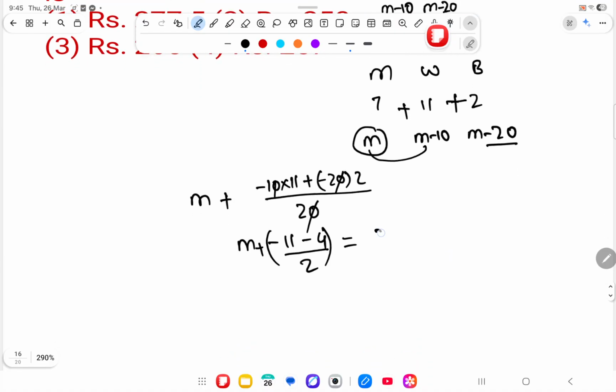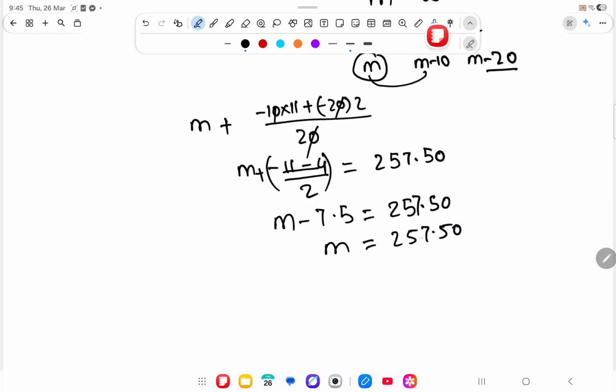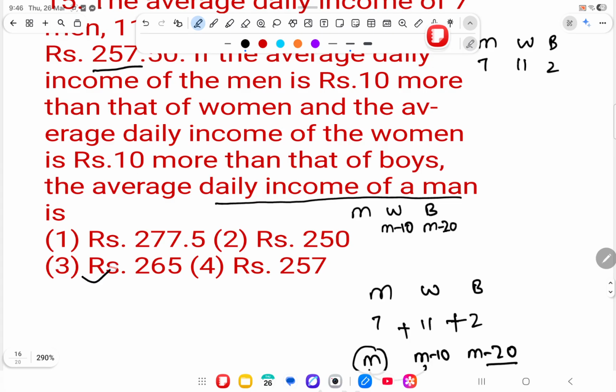257.50. We have seen already this model. So minus 15 by 2 is minus 7.5. Minus 7.5 is equal to 257.50. Sorry, 257. Then M is equal to this 7 added. So it becomes 257.50 plus 7.50, that is 265. 265 is the answer.